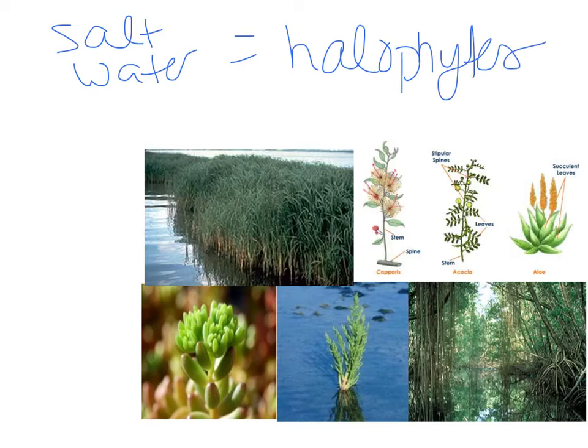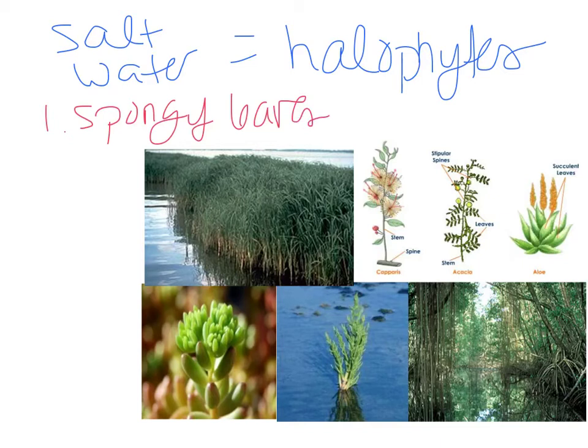Halophytes may have things like spongy leaves, and these spongy leaves store water. They're able to store water so they can essentially dilute the salt that's down in the roots of the plants. So they have these leaves that are like big giant sponges, and they store water, and that water then is used to dilute the salt that's coming into the roots of the plant.